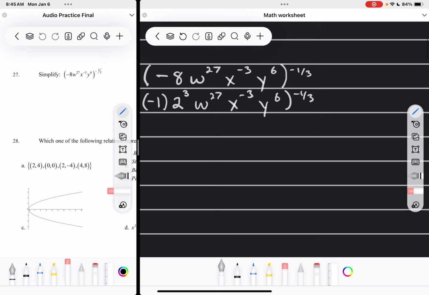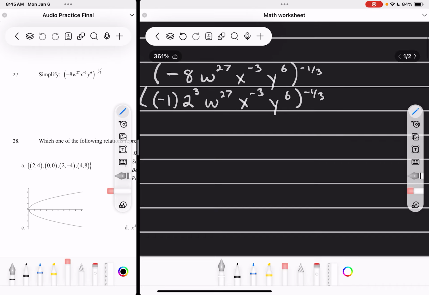You're probably wondering why I said the negative 1 on the outside. Well, the 1/3 is important here. If that 1/3 was 1/2, there is no even root of a negative 1, right? That's an imaginary number, so we can't deal with that. Because this is 1/3, or just an odd power, this is going to keep that negative 1 without any issue. So we're going to go ahead and distribute the negative 1/3.